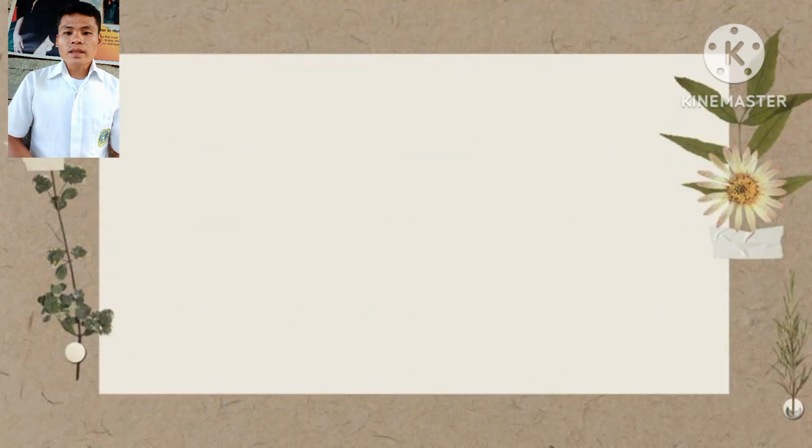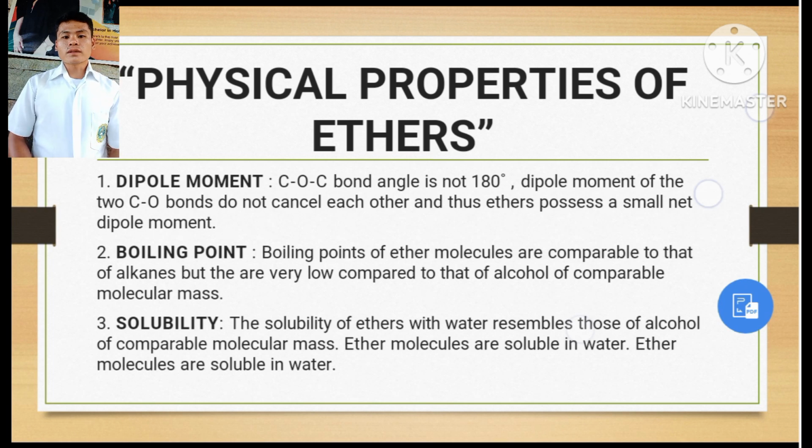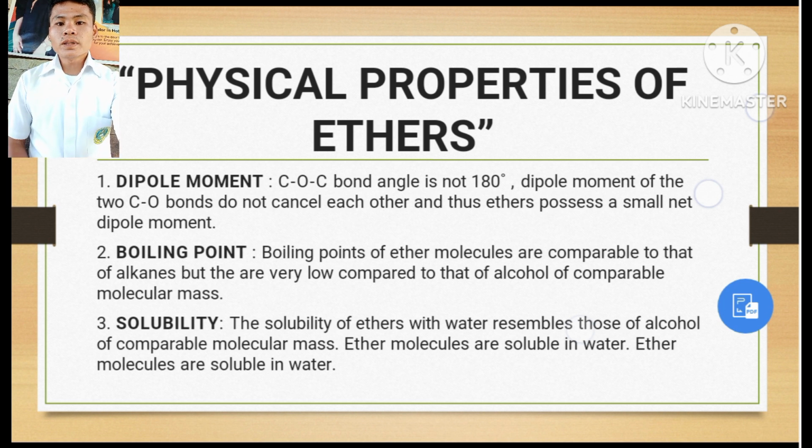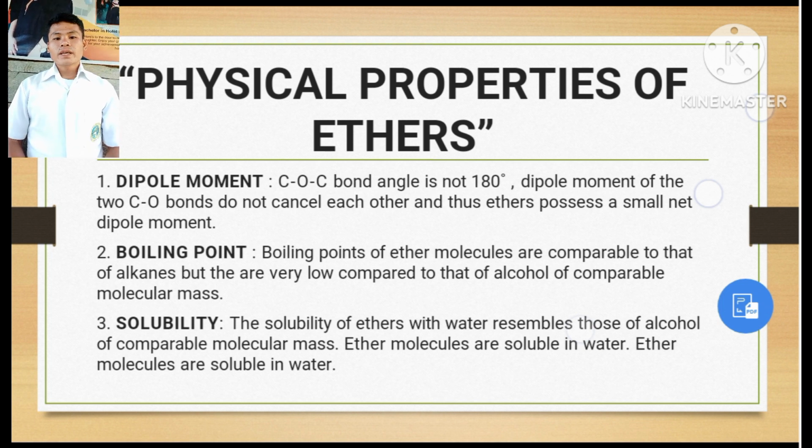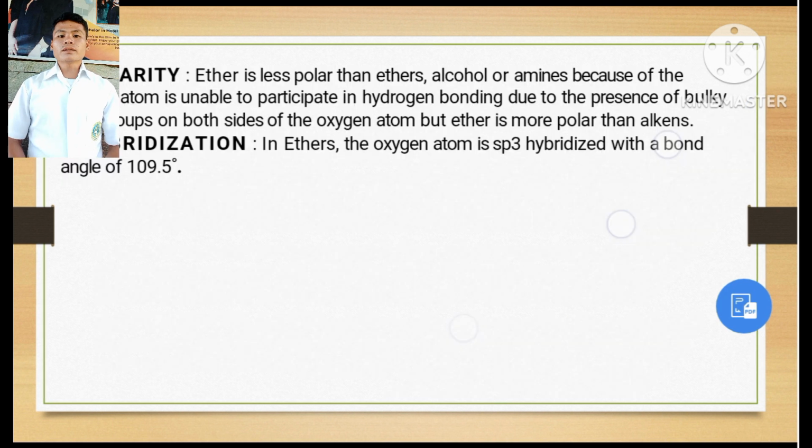So last of my assigned topic is the physical properties of ether. A net dipole moment exists in an ether molecule. This is explained by the polarity of carbon-oxygen bonds. Ethers have a boiling point similar to that of alkanes, in contrast to alcohols with comparable molecular masses, which is considerably higher. Ethers have a lower boiling point despite the carbon-oxygen bond's polarity.